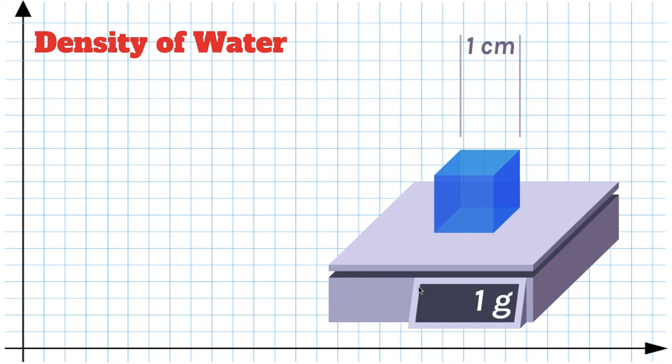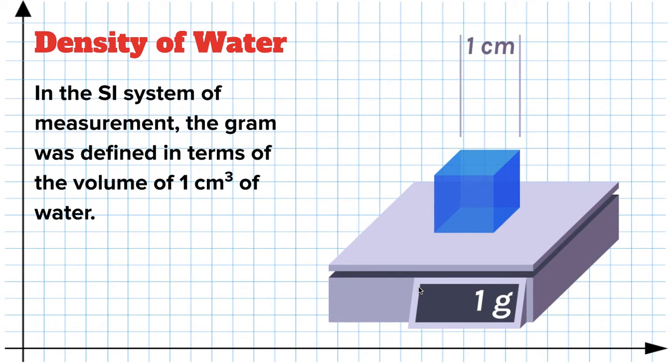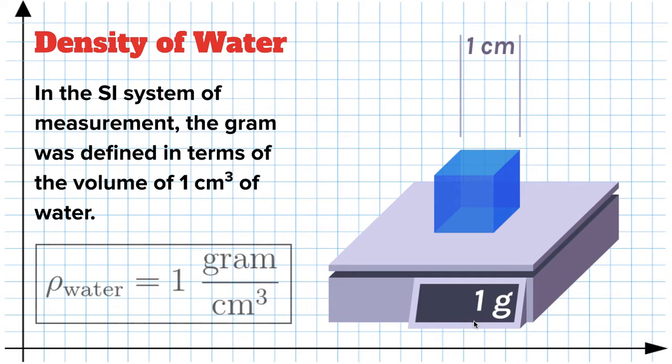Water has an interesting density. It's actually rigged. In the SI system, the gram was actually defined as the mass in 1 cubic centimeter's worth of water. So if you have 1 cubic centimeter of water, the amount of matter contained in there is defined as the gram. So that's kind of handy. The density of water is 1. And so it's easy to compare densities to the density of water because water is 1.